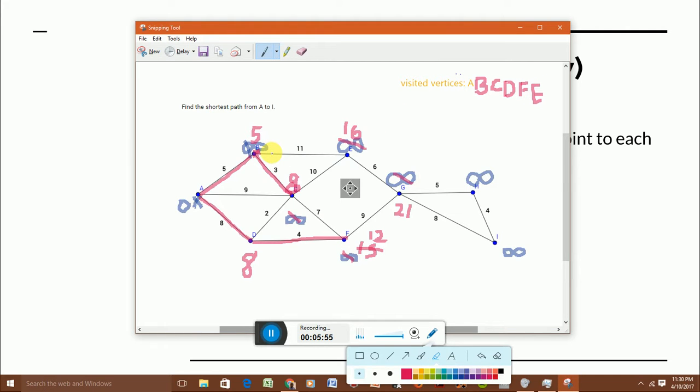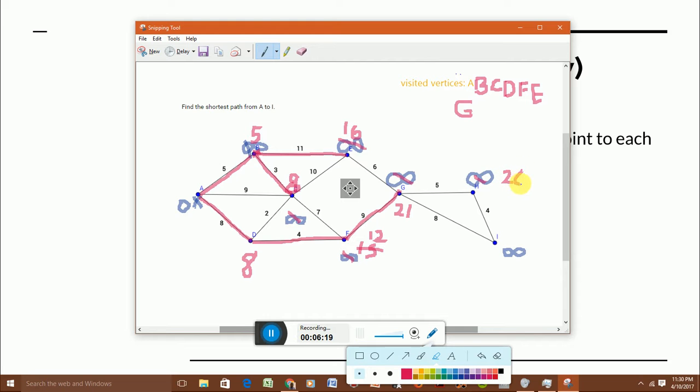In order to get that 16, we came from B to E. We got 16 at E going to G. That'll be 22, but because it's higher, we're not going to keep that. We will visit G next, and we get there by way of F. Then that 21 plus 5 gives us 26.